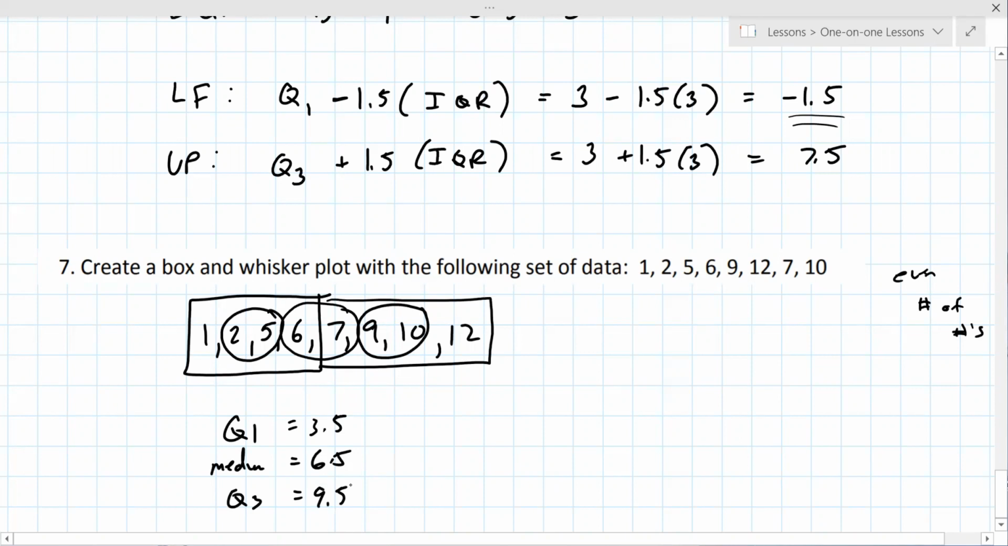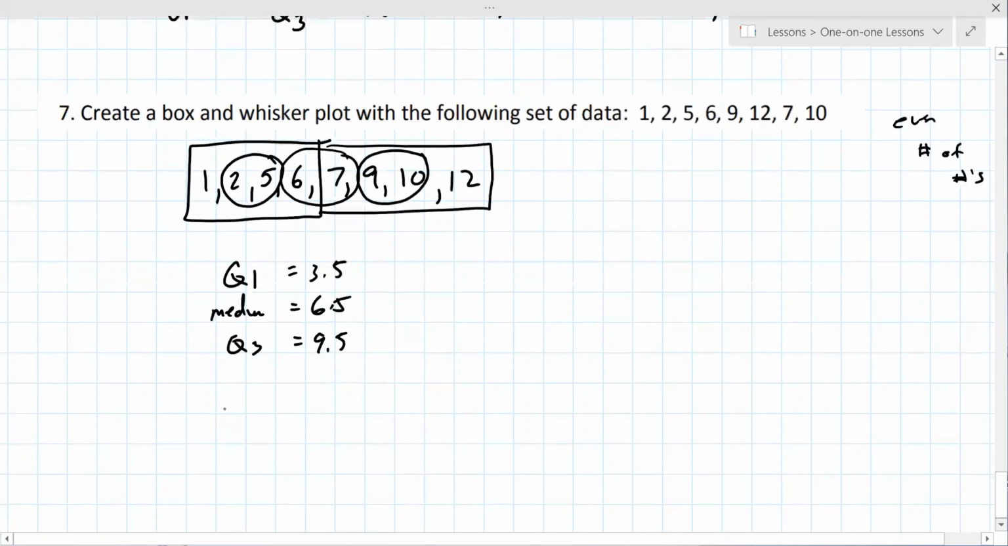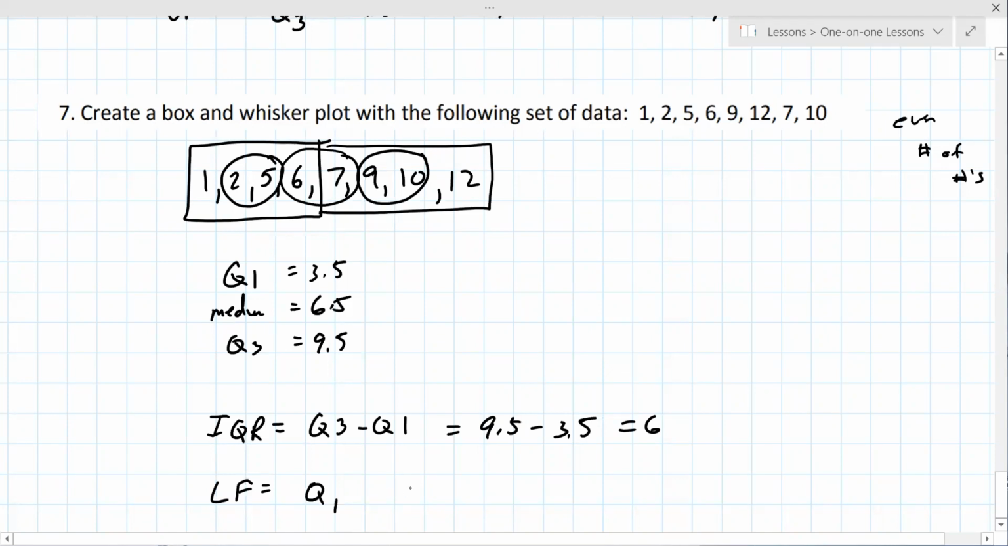Okay, so now before we draw anything, we really should figure out, are there any outliers? The interquartile range is the next thing you want to find. The interquartile range is Q3 minus Q1, which is equal to 9.5 minus 3.5, which is 6. And then your lower fence is Q1 minus 1.5 times the IQR. So the Q1 is 3.5 minus 1.5 times 6. That is minus 9, so it's minus 5.5.